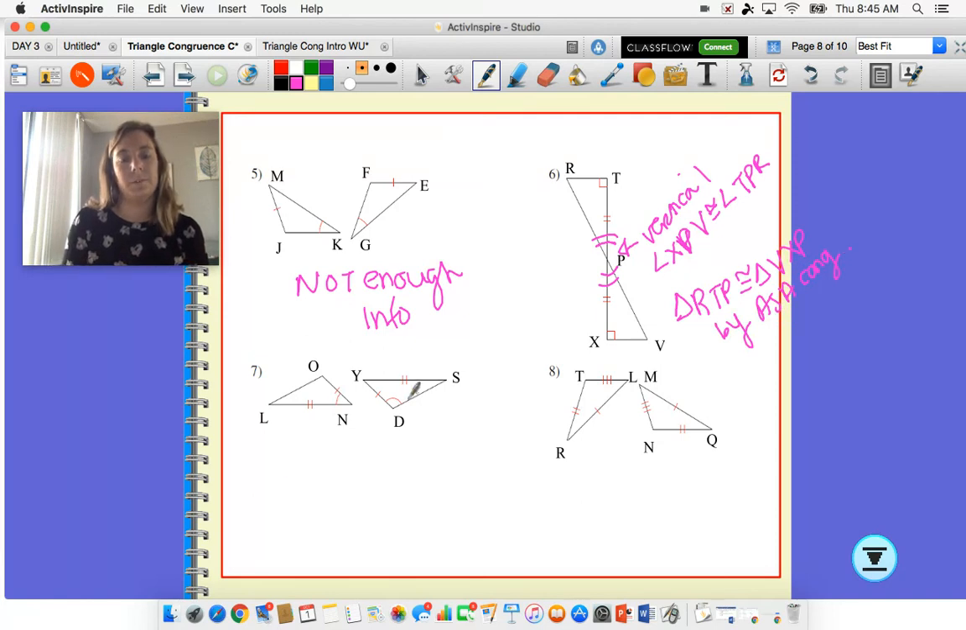What about this? I've got two sides and an angle, but the angle is not between them. Certainly not enough info. We just don't have the right info here. That's not enough information for me.